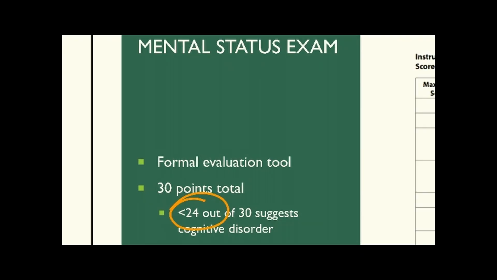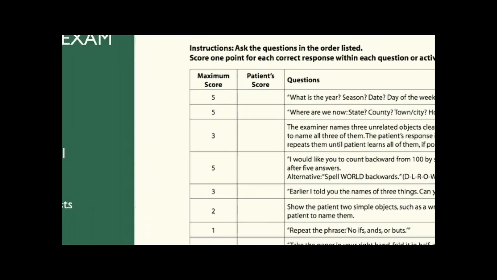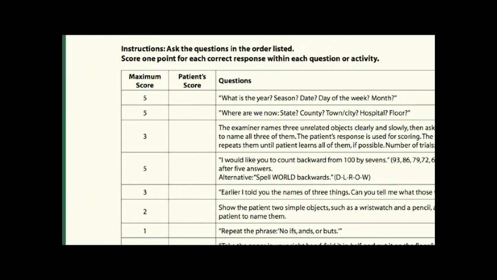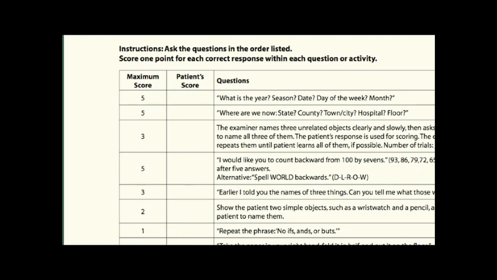24 is the magic number. If they're less than 24, they have altered mental status. If they're between 24 and 30, they're okay. So these are the questions we ask, and you'll do this on the behavioral health simulation. You'll go through all this.